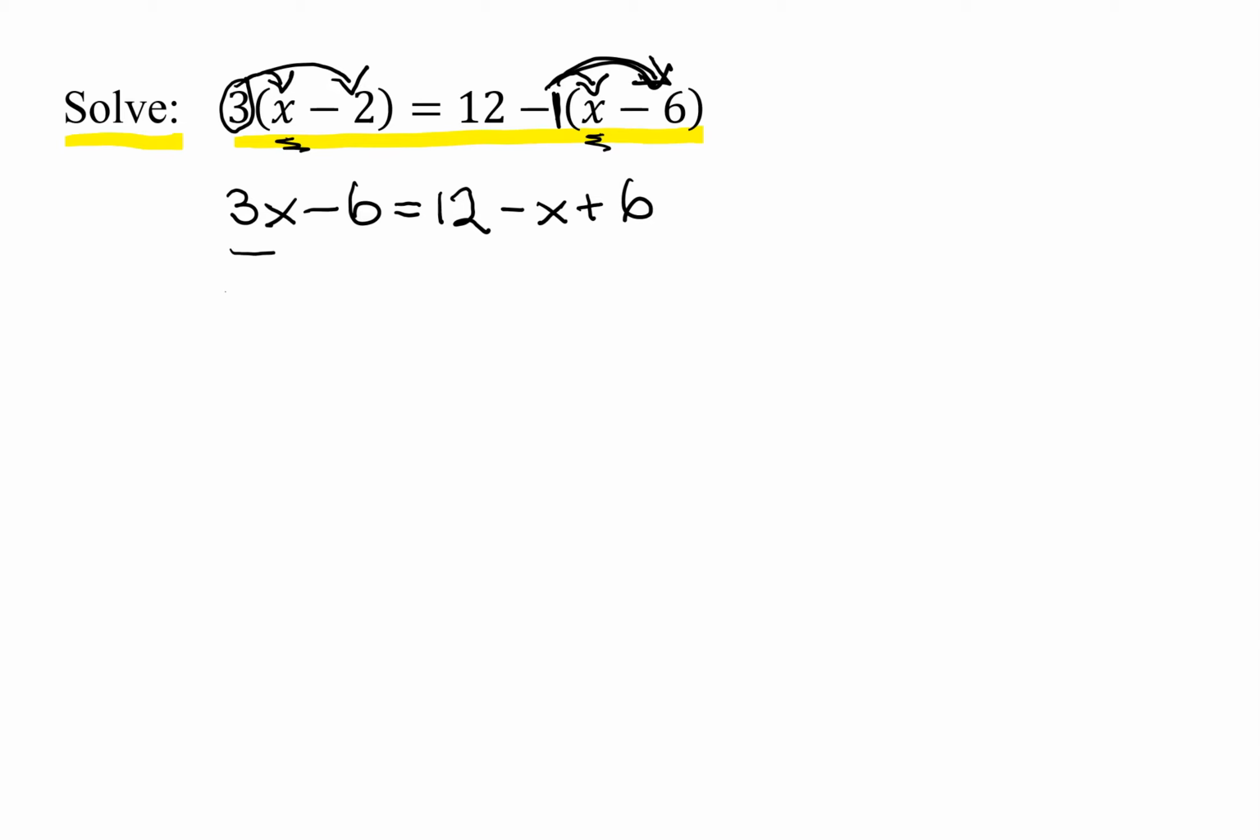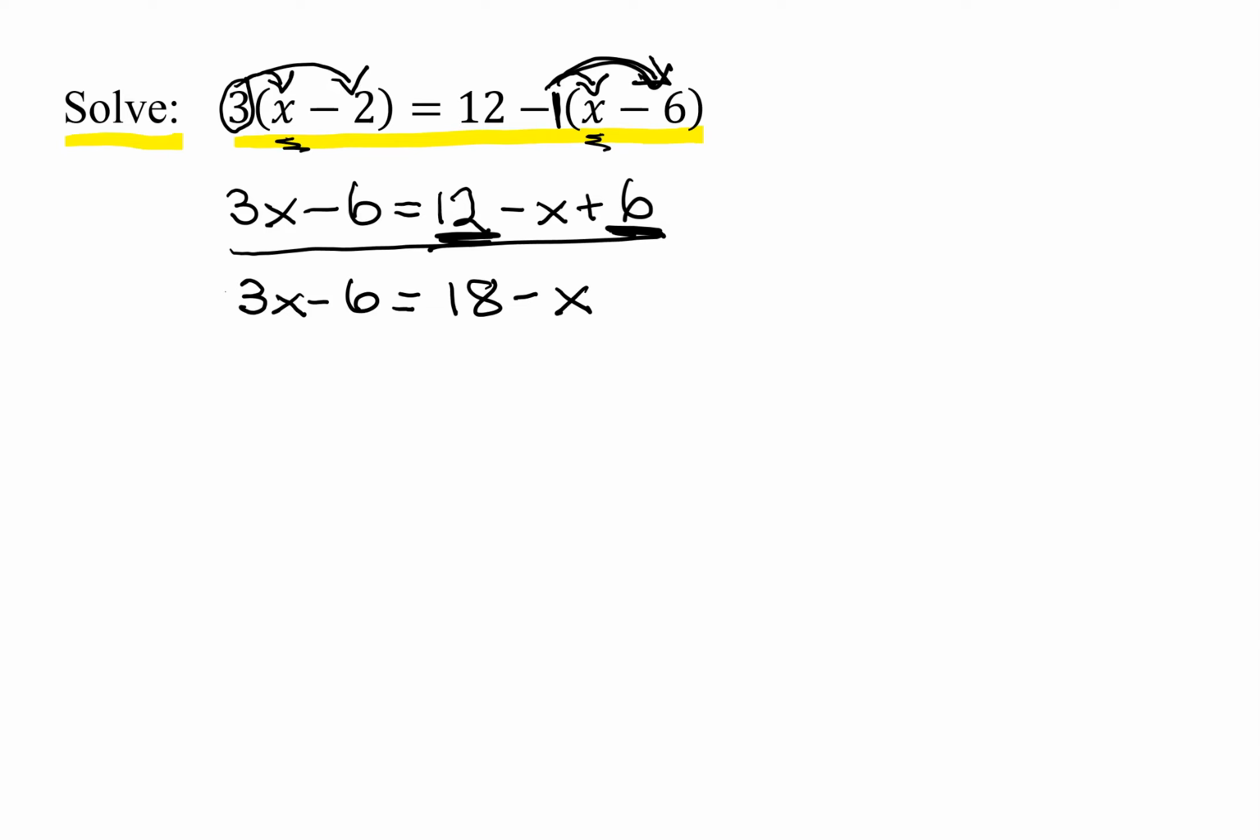So indeed here we do have a linear equation. The highest power on any of the x's is a 1. So we need to simplify it, then get all the x's on one side, all the numbers on the other. We can't simplify the left-hand side, but on the right-hand side, I have a 12 plus 6, so I can write that as 12 plus 6 is 18 minus x.